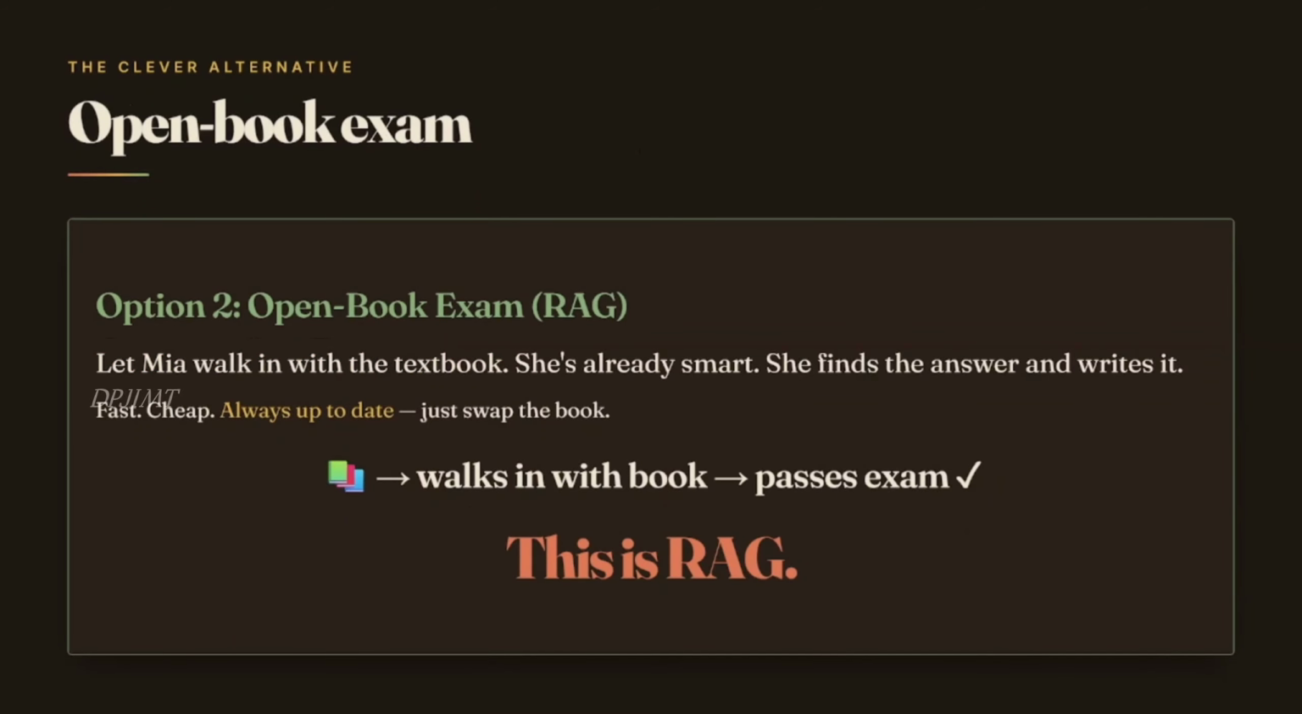Option 2 is an open book exam. Let the student walk into the exam with the textbook. She doesn't need to have memorized everything. She's smart enough to look up the right section and write a good answer.